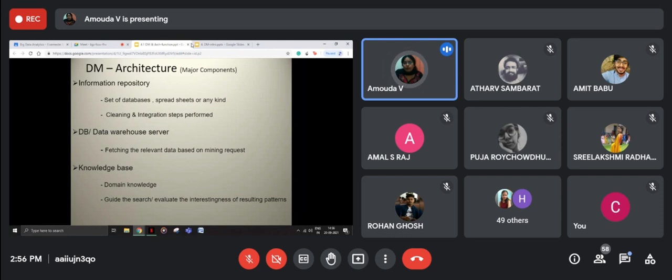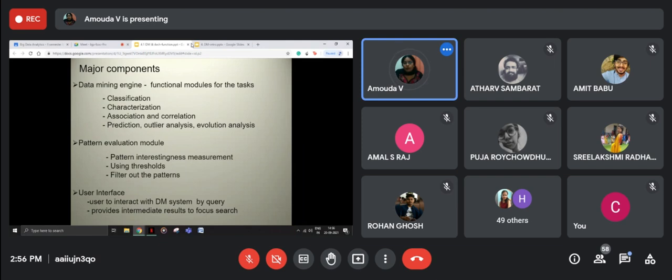So three modules have been seen, and the next module is the main module, the data mining engine, which does the job, or I can say all the tasks. These are the data mining tasks, very important tasks, available as a module in the data mining engine. Functional modules of the task. It does the task. What are the tasks? Classification, characterization, association and correlation, prediction, outlier analysis, evolution analysis. That's all. We completed data mining. This is very important.